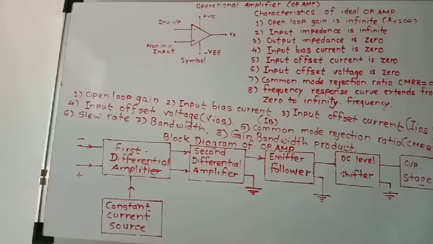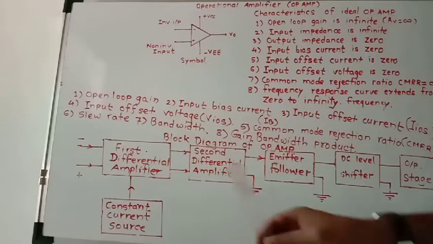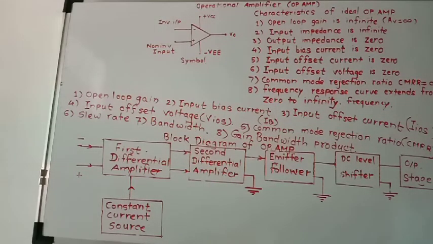Also, in the absence of any input, the output may not be 0. Even if the input signal is 0, the output may not be 0, and therefore the DC level shifter is necessary to bring the output voltage to 0, that is, to the ground potential.